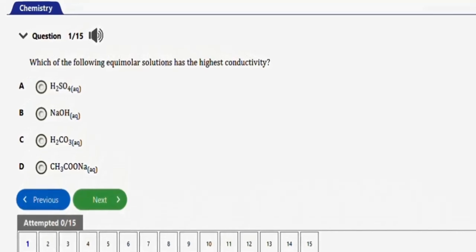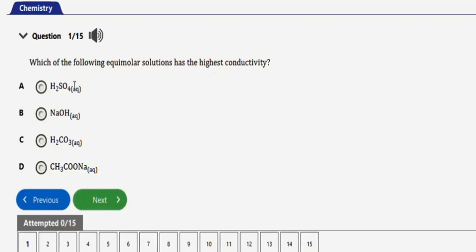In this video, we're going to learn how to solve these chemistry problems under the subtopic concept of pH. So guys, we have 14 repeated questions to practice with in this video. Let's get started. The first question I have here says, which of the following equimolar solutions has the highest conductivity?